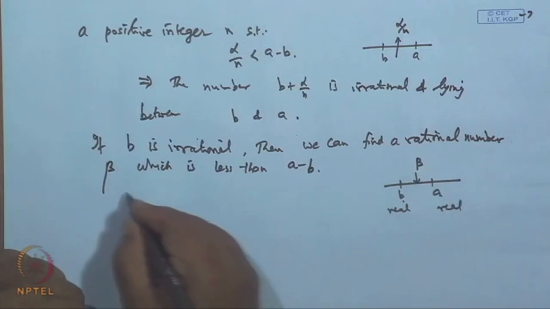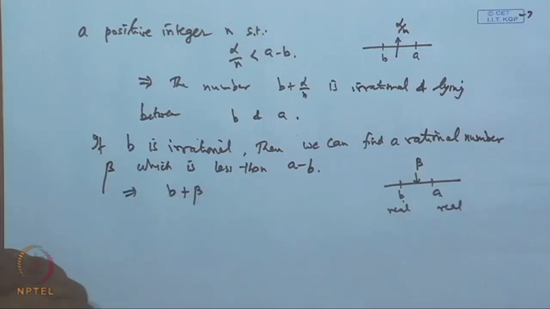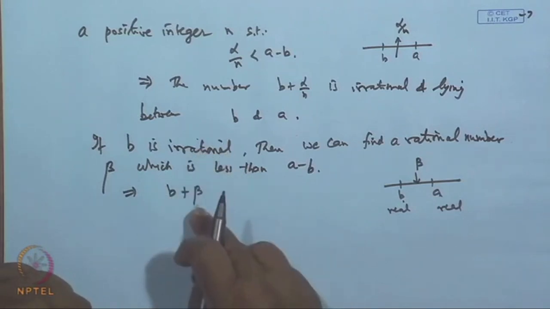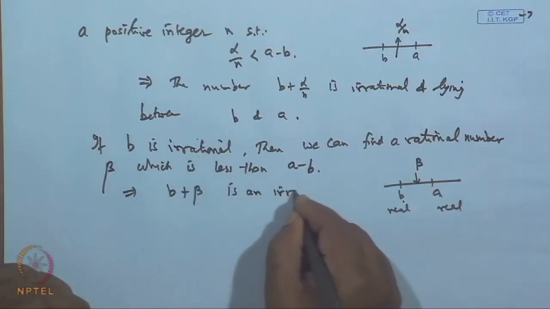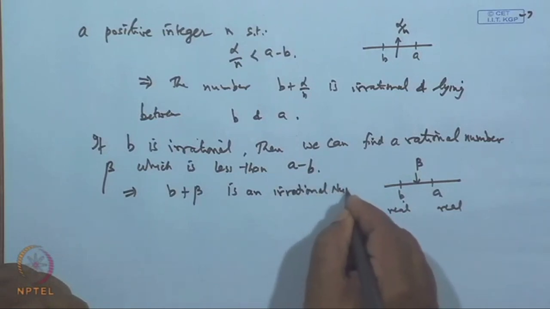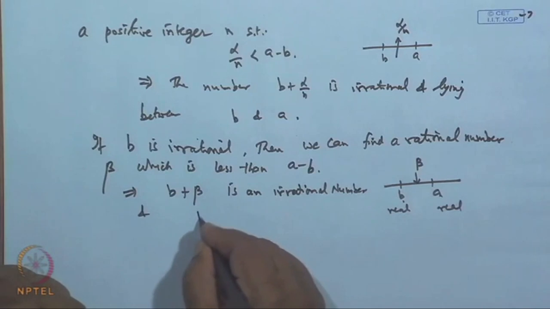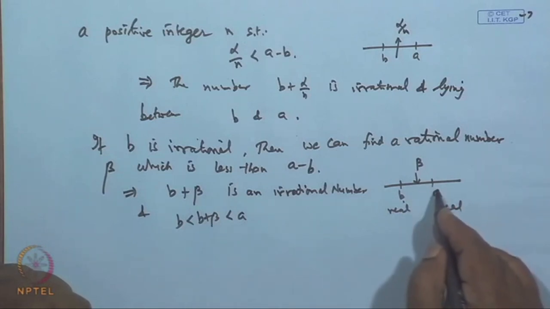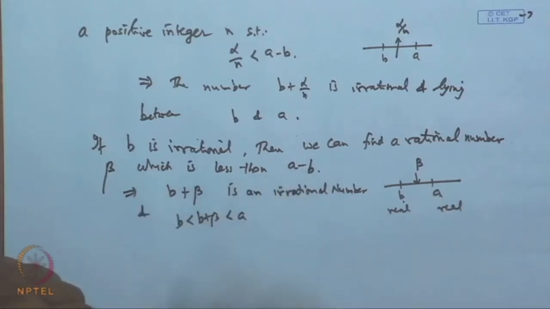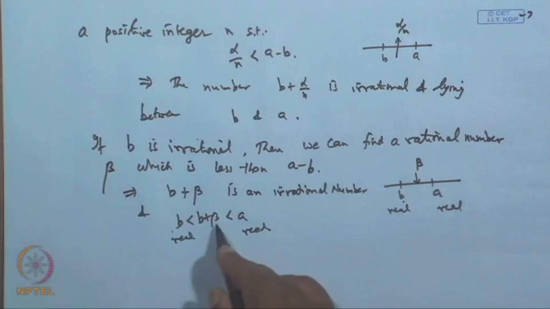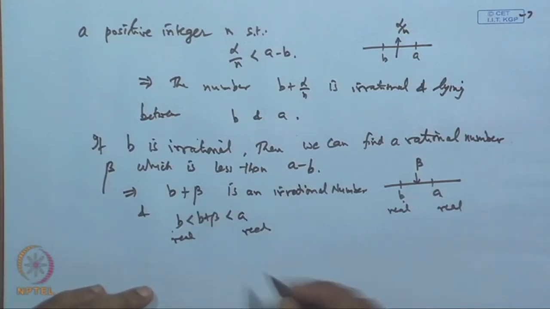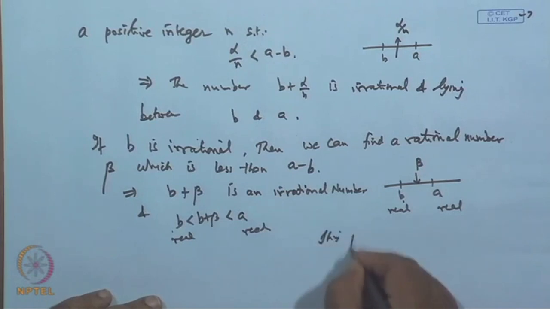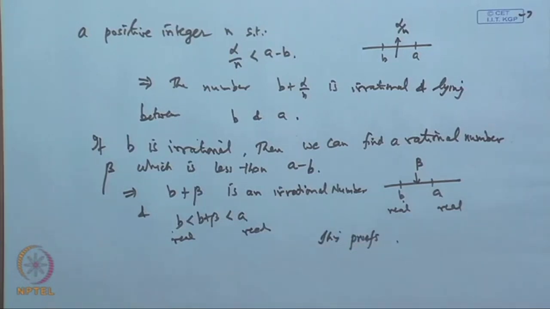So this implies that b plus beta, b is irrational, so b plus beta is an irrational number. And b plus beta is greater than b, but less than a. Is it not? Because beta is less than a minus b, so b plus beta is less than a. So in between two reals, we can identify an irrational point again. Therefore, this proves the result. Okay? This proves the whole thing. Is it okay?